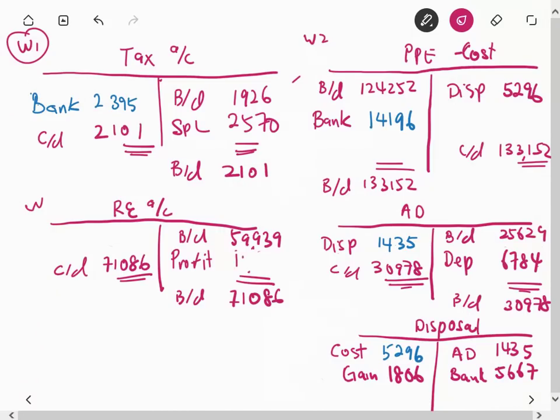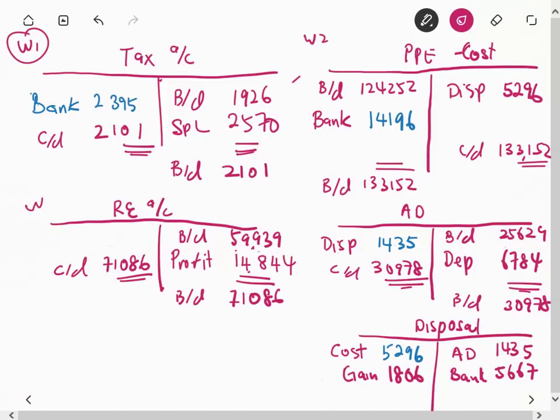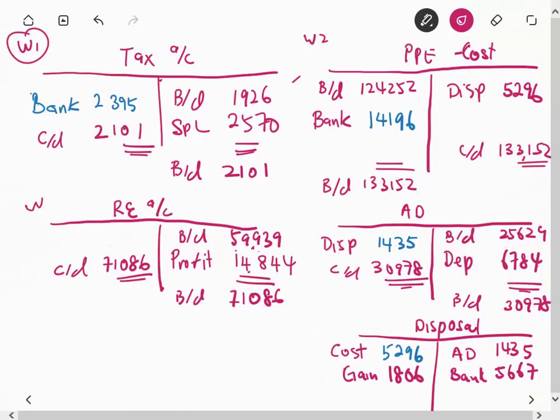I make a 1.4844 profit for the year. So I should plus. So you check here, 59 plus 14, I should have about 74. But why did I get 71 only? 59 from previous year, then this year I make another 14. I should have about 74. But why did my retained earnings become 71 only?